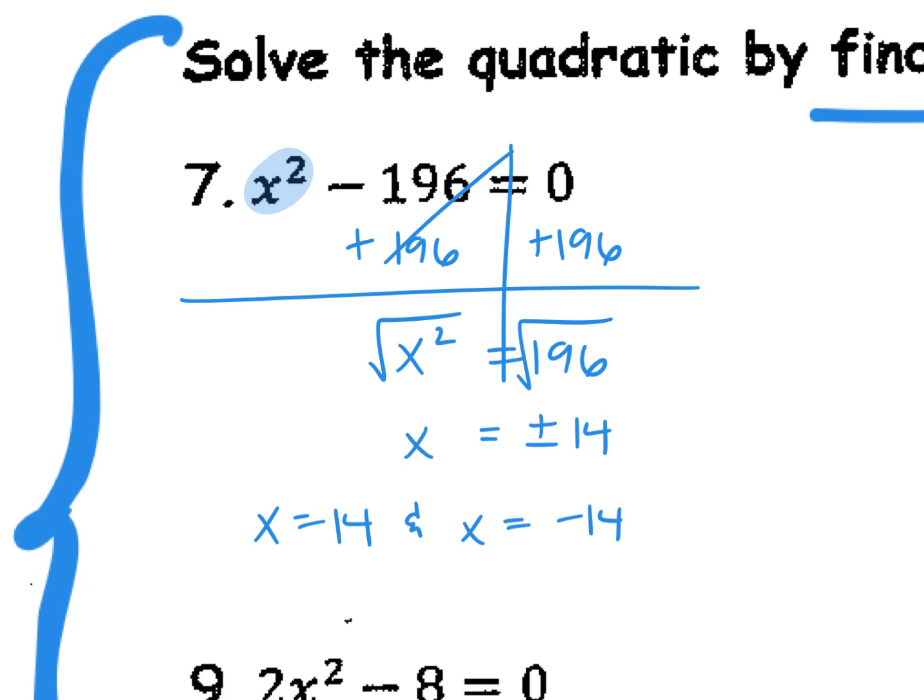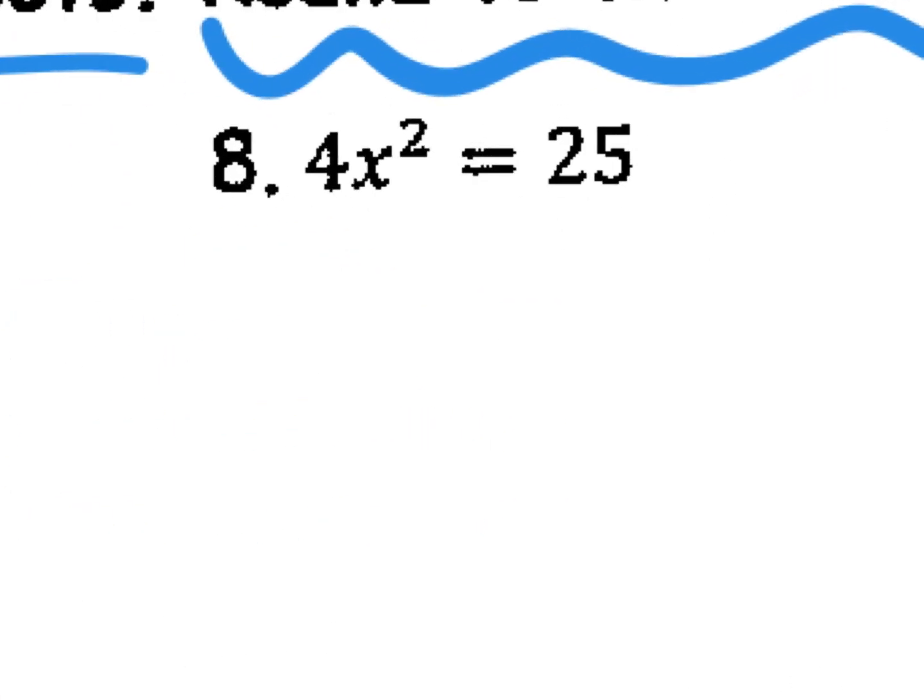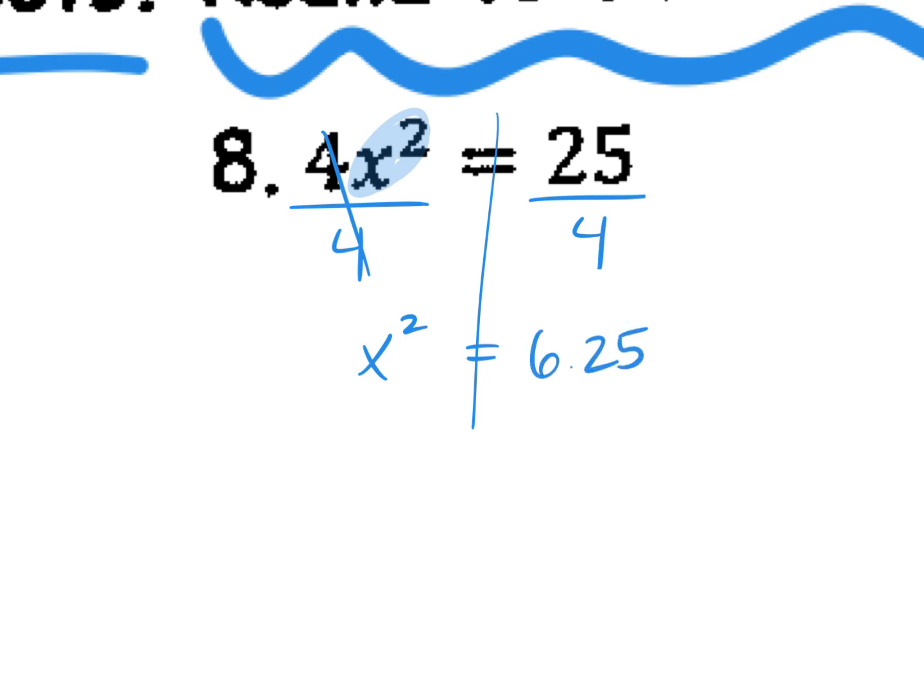Okay, number 8. Number 8, again, we're isolating the x squared term. So I want to get this x squared part by itself. So that means I first have to get rid of this 4. So I need to divide by 4 on both sides. And when I do that, I get x squared equals 6.25. And then to get rid of this little 2, we're going to take the square root of both sides, and we get that x equals plus or minus 2.5.